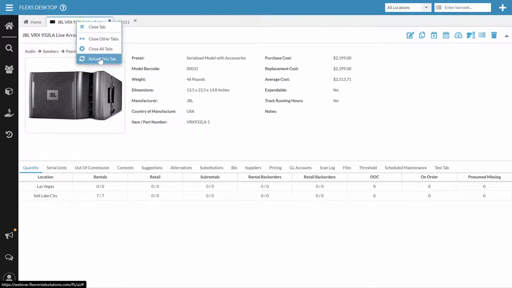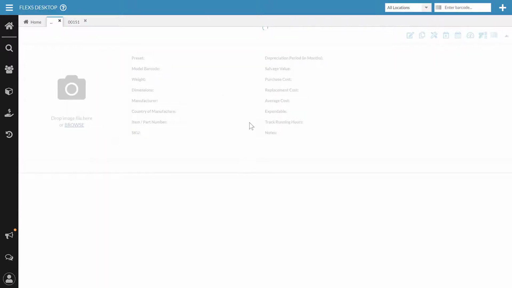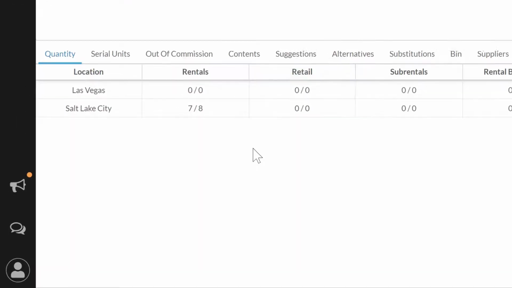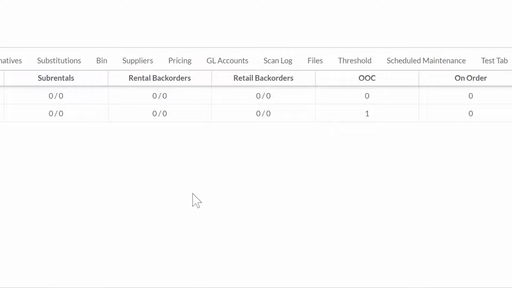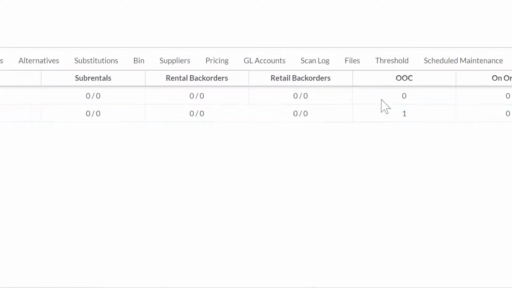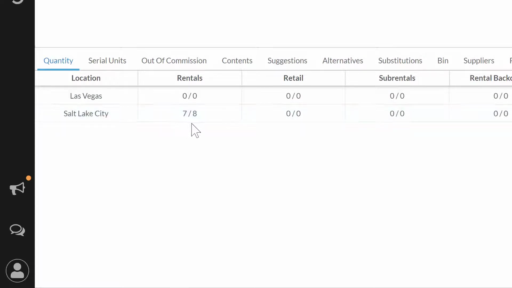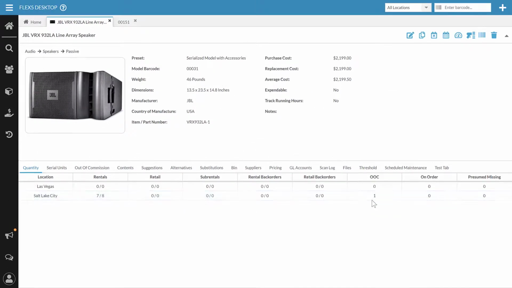We're going to come back and reload. And again, similar to the presumed missing, I'm expecting to get this back. I'm expecting to be able to repair it and to return it to my stock. So we see that I've got 1 on the out of commission here, and that I'm showing 7 of 8 in my on-hand versus allocated quantities. Okay, it is not available, it's not usable, but I'm expecting to get it fixed and to get it back.